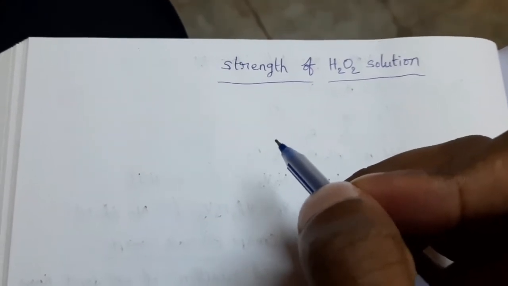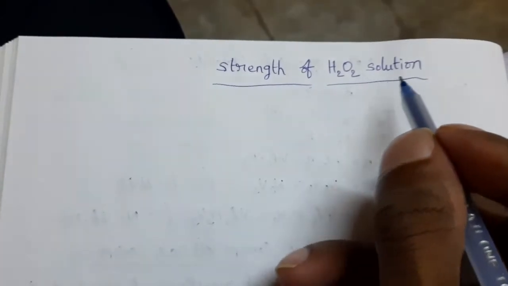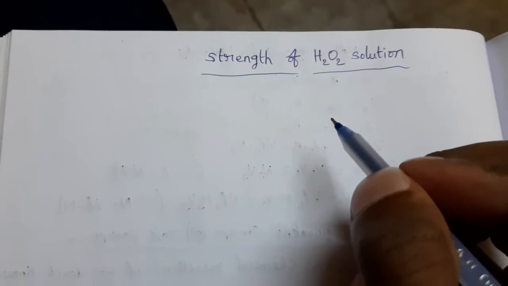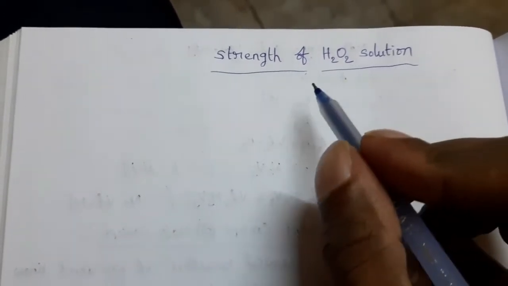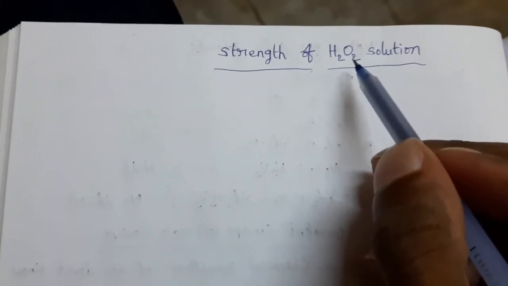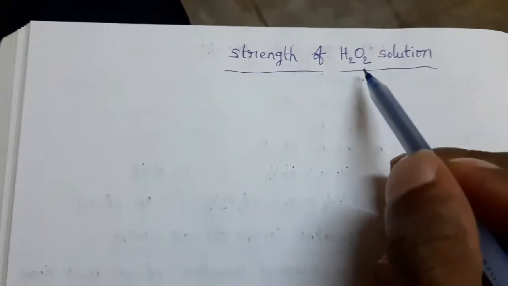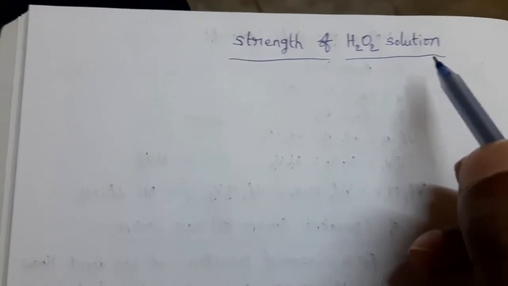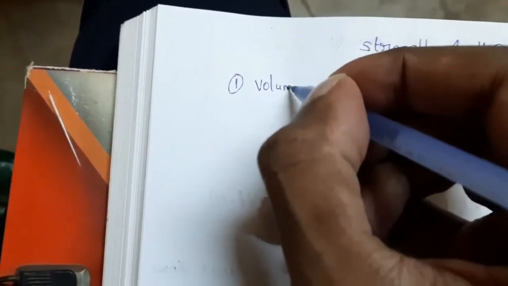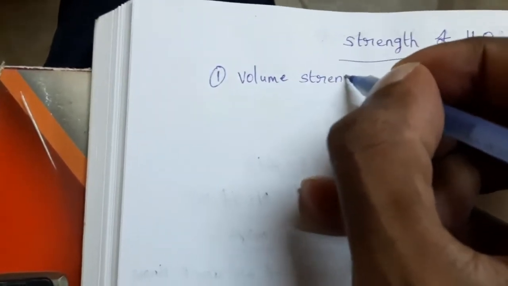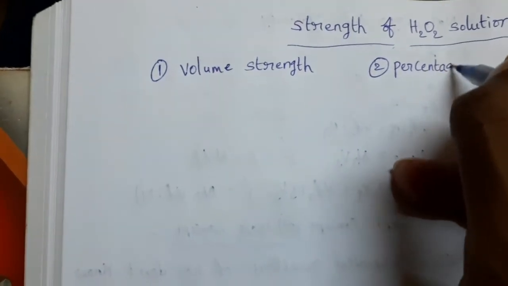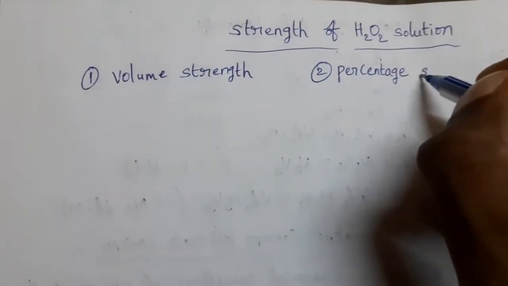In today's class, we will learn about strength of H2O2 solution. This topic is from the hydrogen chapter in class 11. It's a very simple topic. Strength of hydrogen peroxide. H2O2 means hydrogen peroxide. Strength of H2O2 solution is expressed in two ways. First one is in terms of volume strength. Second one is percentage strength. Volume strength and percentage strength.